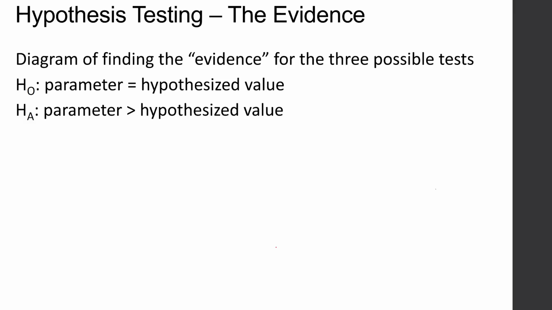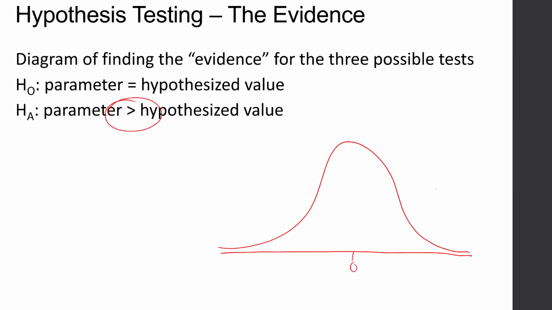So if the null hypothesis is that the parameter equals the hypothesized value and the alternative is greater than, how are you going to get your evidence? Well, you're going to have your z or t distribution drawn. It's the standard normal or the t, so it's centered at 0. And let's say that your test statistic is somewhere here. How are you going to find the evidence? Well, we're going to look at how far this test statistic is in the tails of the distribution. We know if the null hypothesis were true, we would expect our test statistic to be close to the center of the distribution, close to 0.